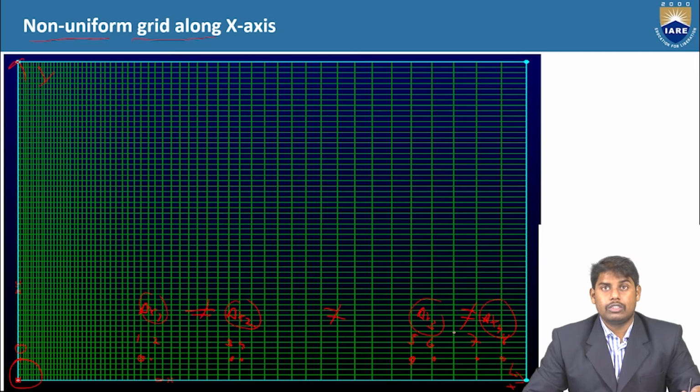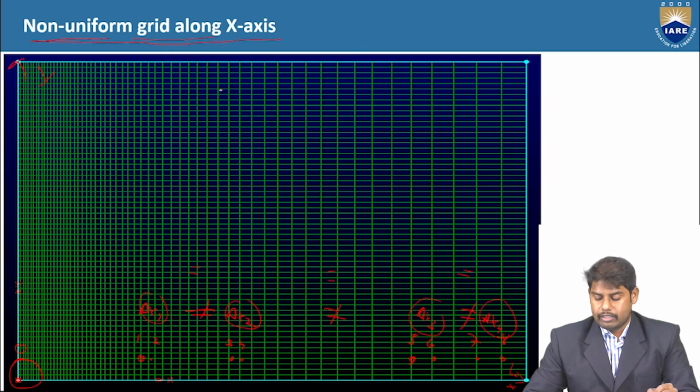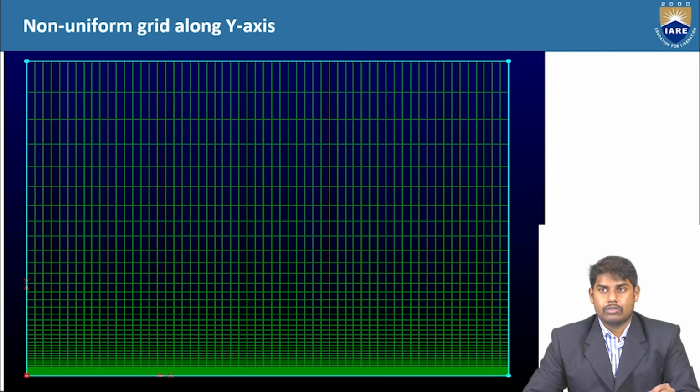Why? Because the spacing between two successive grid points is not equal. If these are equal, what happens? We call it a uniform grid along the x-axis. Since the spacing between two successive grid points is not equal, this kind of mesh is called a non-uniform mesh or non-uniform grid. And this is only along the x-axis that we are talking about. Next we will see the y-axis also.